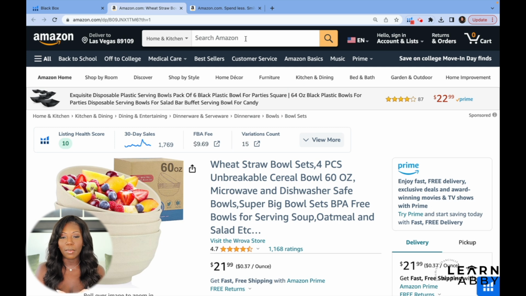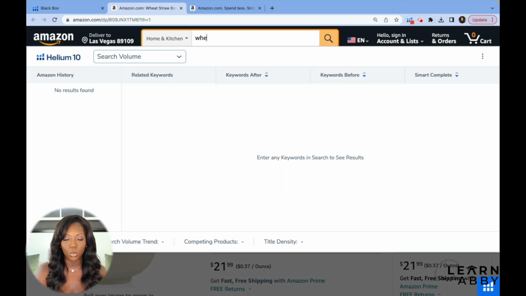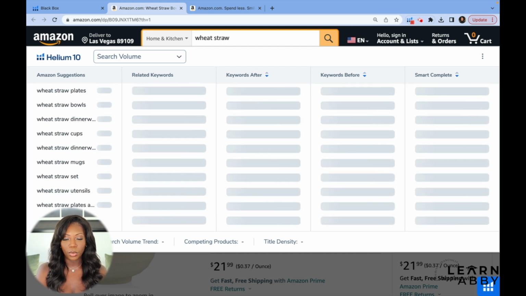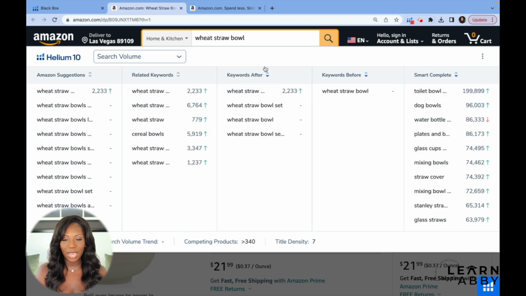in general on Amazon. So at the top of your page on Amazon, you're going to see the search bar. The search bar is where you can type in a keyword. So this product is a wheat straw bowl set. So I'm going to go ahead and type in wheat straw bowl. And then we might add set at the end, or we might just leave it there.